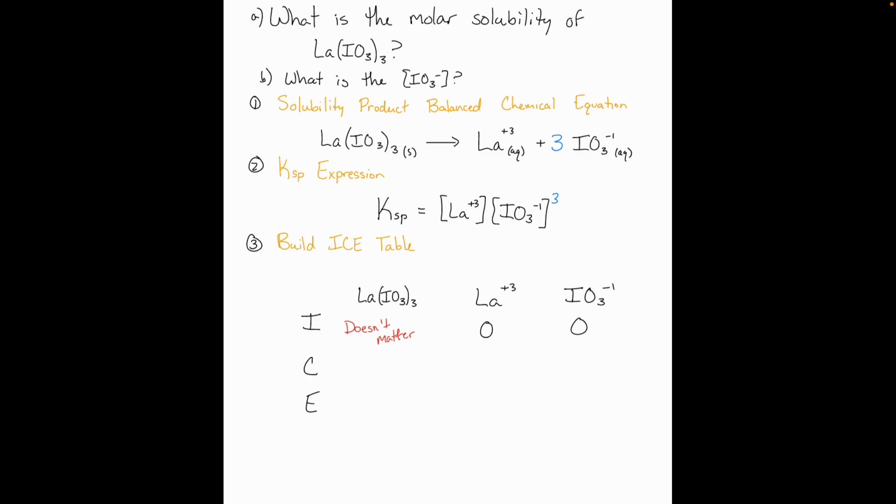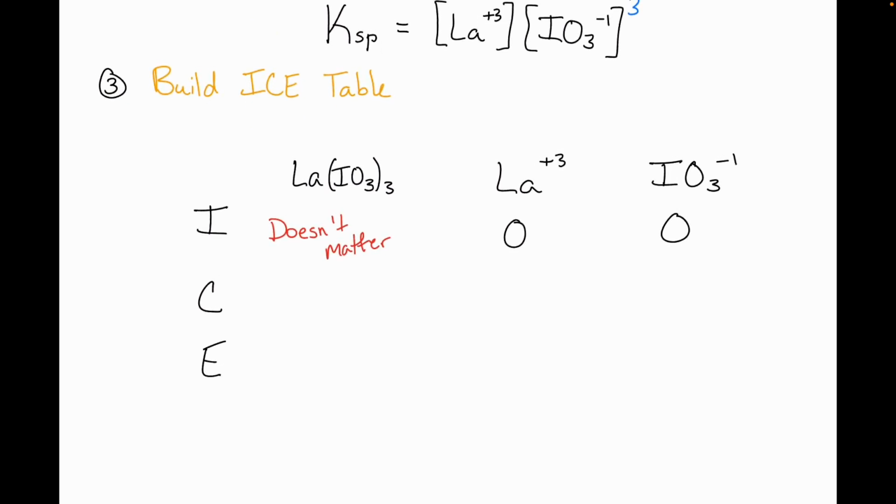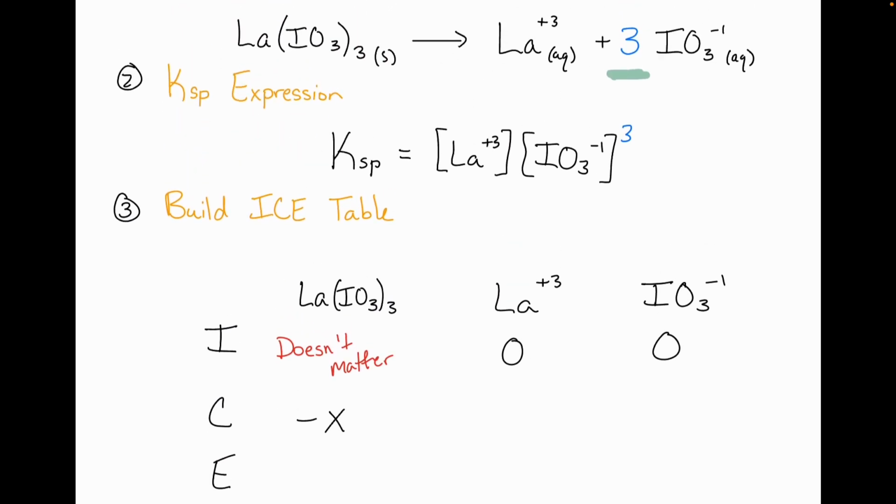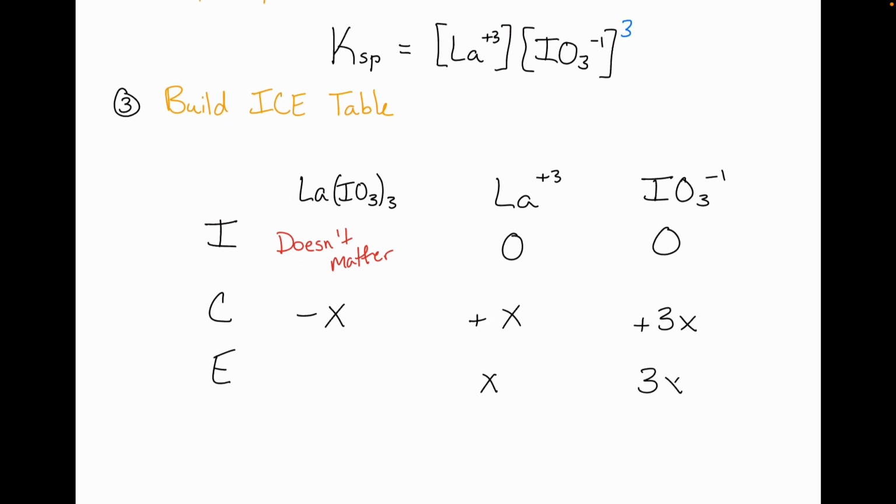All right, so I got my KSP expression, right? I got to cube that iodate ion concentration since there's a 3 in my balanced chemical equation. I'm going to fill out my ice table. Again, one of the weirder parts of this problem is it actually doesn't matter how much you start out with, because we're just going to get such a tiny number for x anyway. Importantly, I decrease my original solid, and then I increase my products. What should go in this box? Just plus x, because there's a 1 in my balanced chemical equation, but in the iodate column should be plus 3x, because there's a 3 in my balanced chemical equation. All right, so x and 3x.